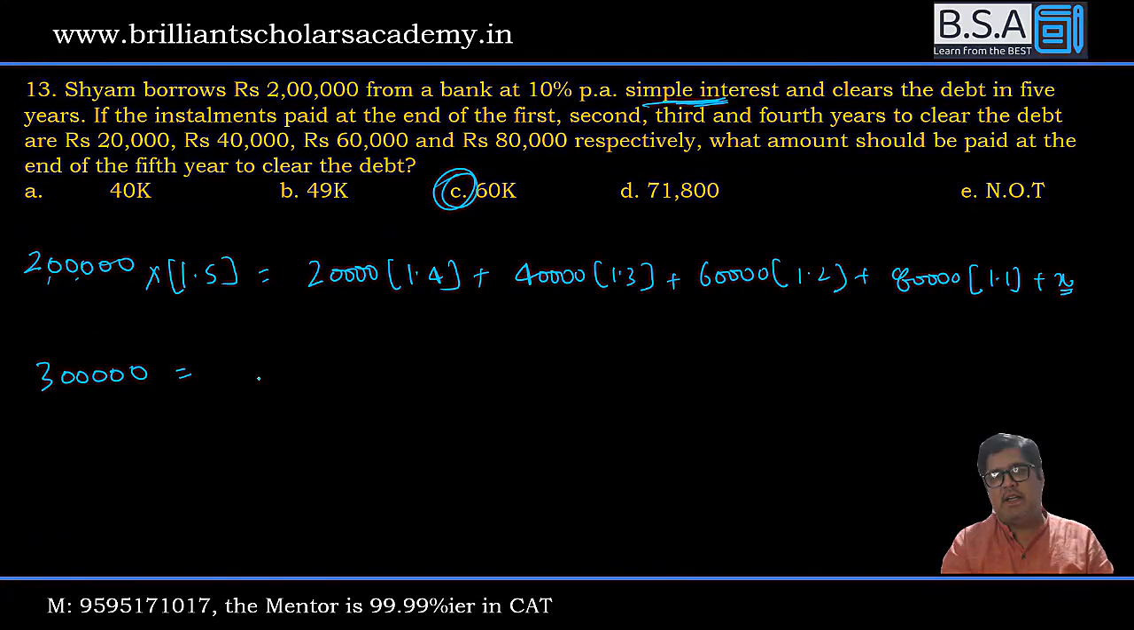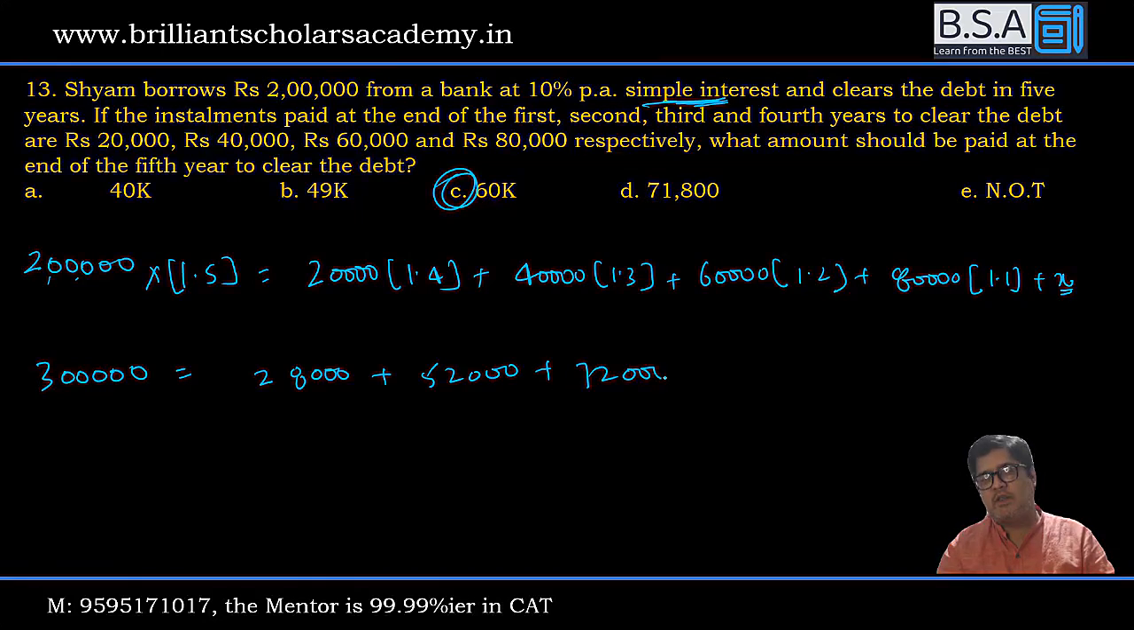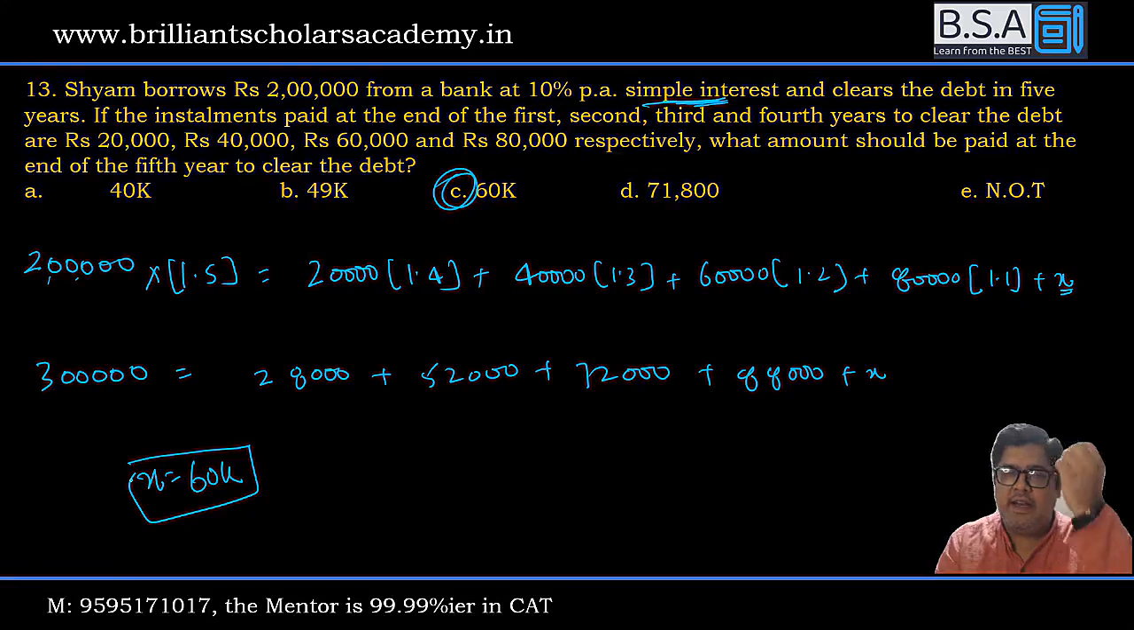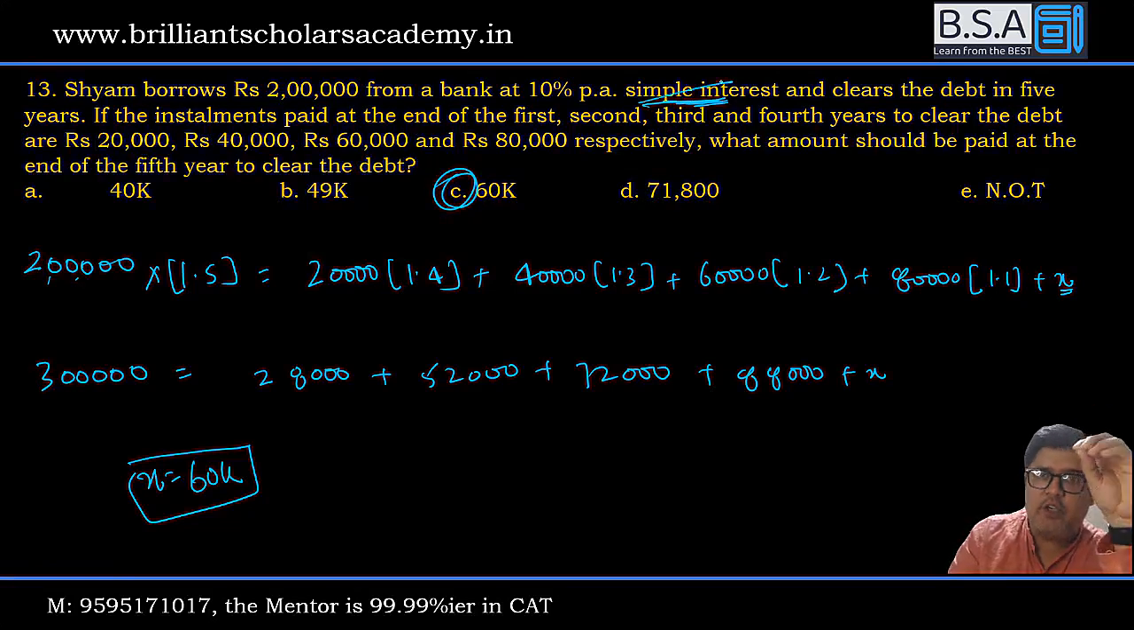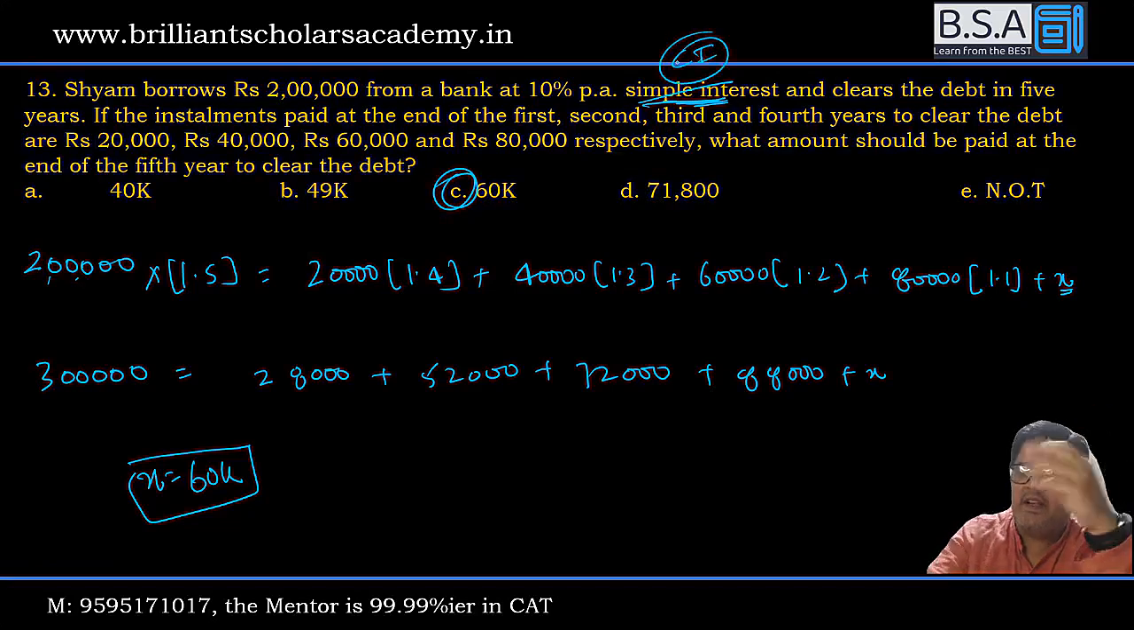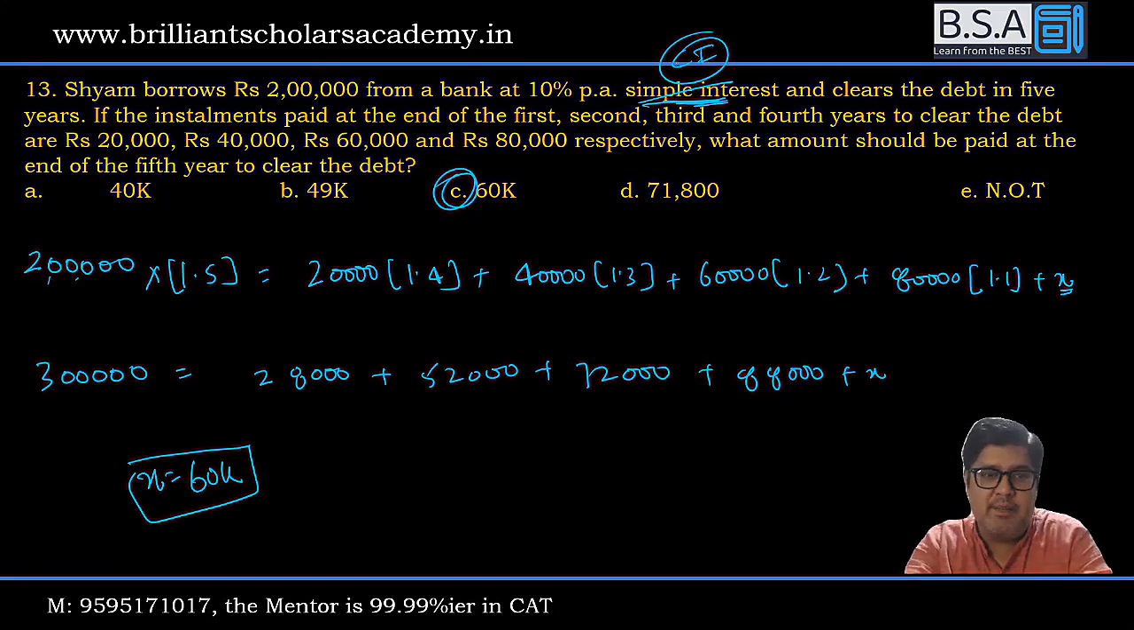This is 40% interest. That means 28,000 rupees. This is 30% interest. That means 52,000 rupees. This is 20%. So 72,000 rupees. And this is 10%. So 88,000 rupees. So when you subtract it from this, you will have x is equal to 60k. So in the next question, whenever you have time, you cross it off and make it CI and resolve the whole problem. 60k, precise answer, 60k.